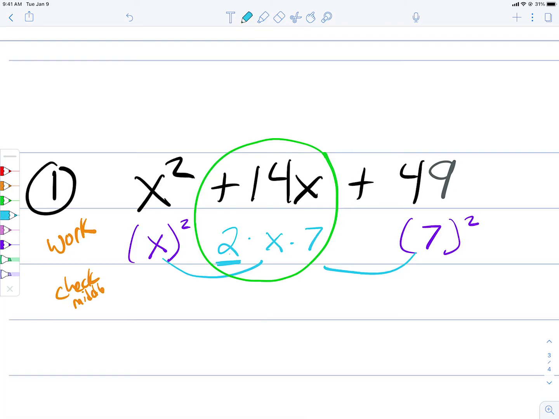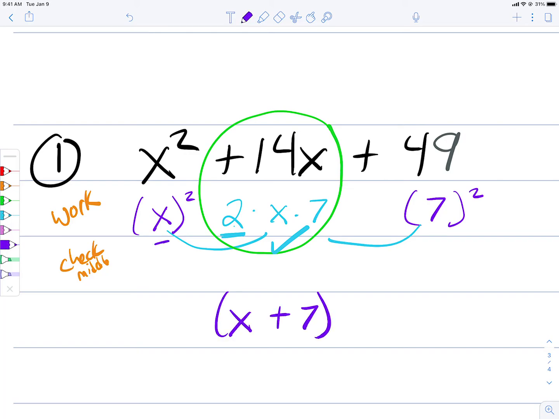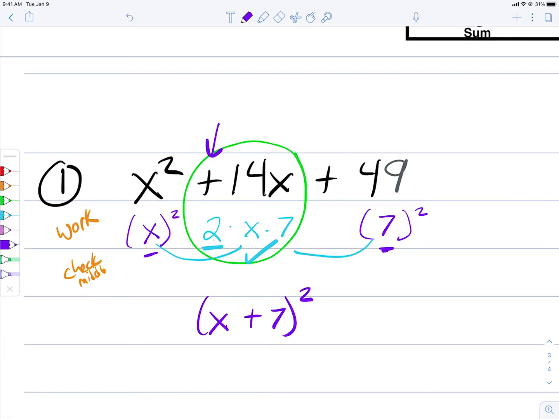So is 2 times x times 7 14x? Yes, it is. Check. It matches. So since the middle term does work, we're going to take the x and the 7 that were our square terms. It is a plus because there's only pluses in this problem, and it is squared. So the factored answer is x plus 7 squared. If I'd done this as a diamond problem, what multiplies to 49 and adds to 14? 7 and 7. We'd have 2 of them, x plus 7 squared.